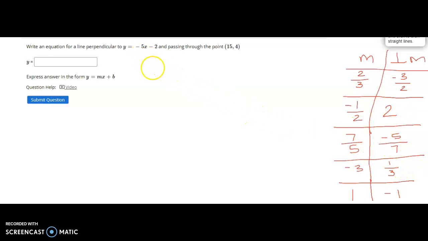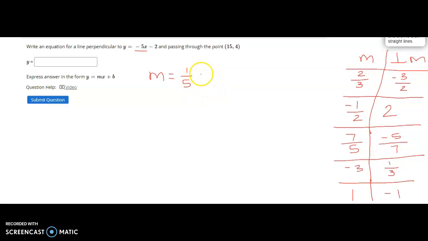So now back to this problem. Well, we need a line perpendicular. So if the slope is negative 5, what would our new perpendicular slope be? Well, remember we have to flip it. Since this is negative, the other slope will be positive, and so it's going to be a positive 1/5.